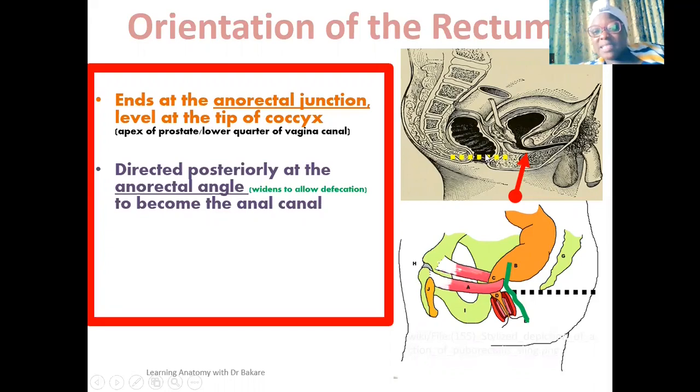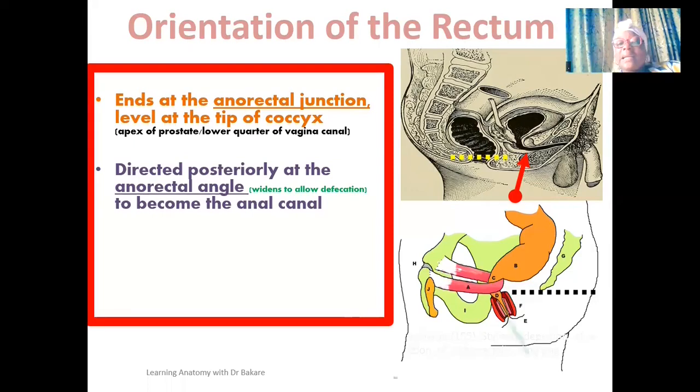And if you look at this image up here, this is the anorectal angle, which marks the border between the rectum and also the anal canal. You can see that the anal canal is directed posteriorly. And this is the region here. This is the angulation that is created here, marked in blue.